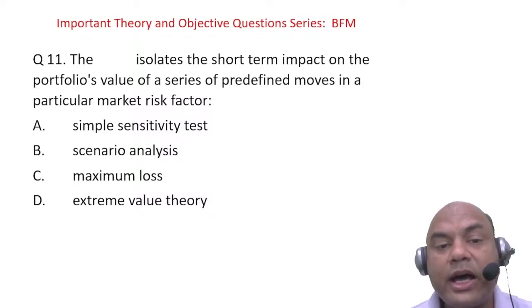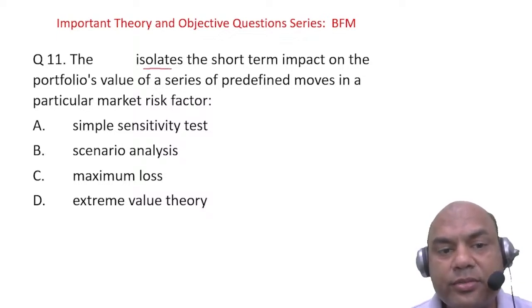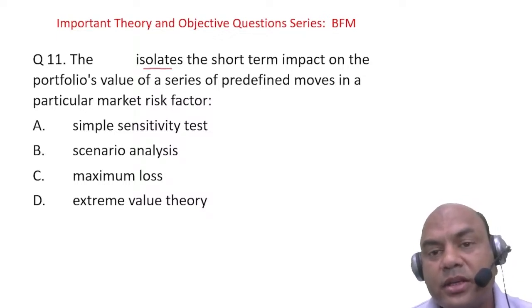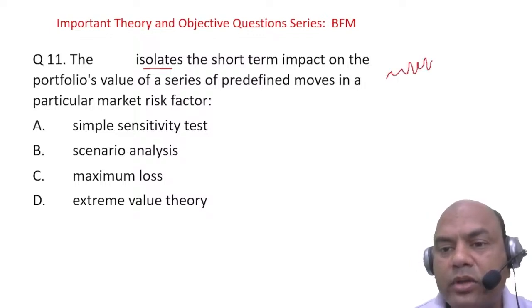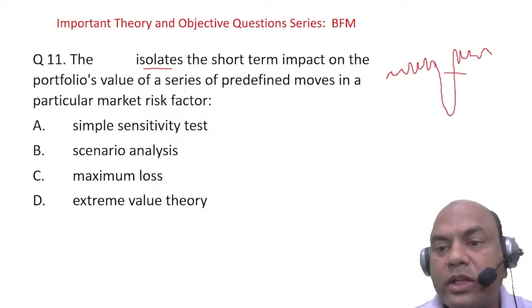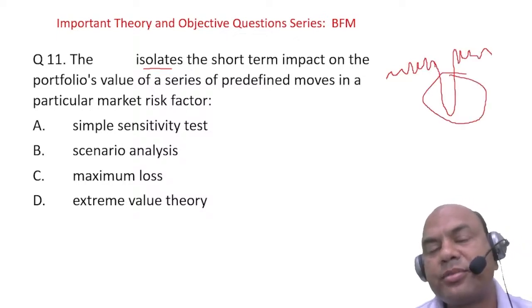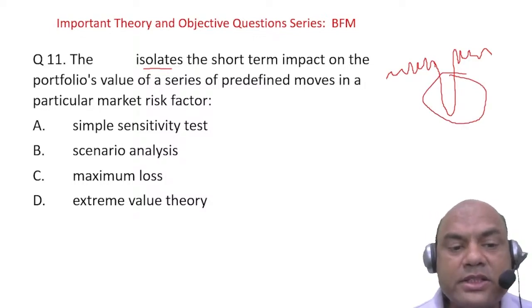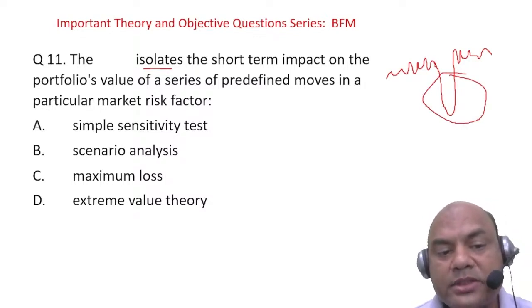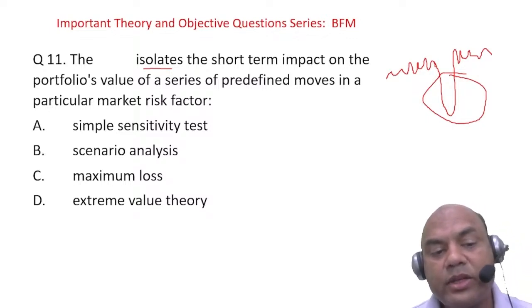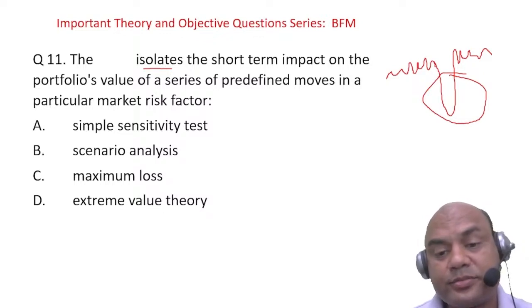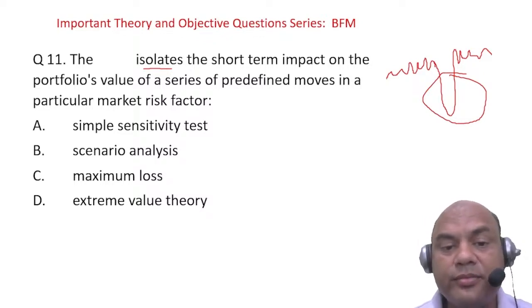Isolate. What is isolation? Isolation means like this. COVID. Suppose this is my market trend going on, and COVID happens. So this is a one-off situation. This is isolation. So this isolation is done by whom? Simple sensitivity test, scenario analysis, maximum loss and extreme value theory. So who does it? Think of it.